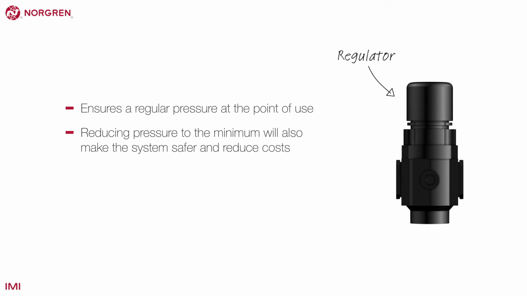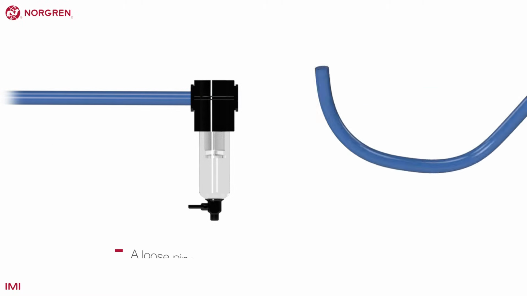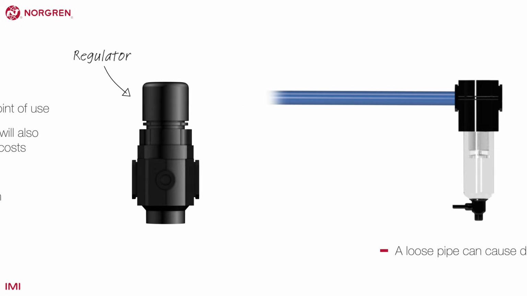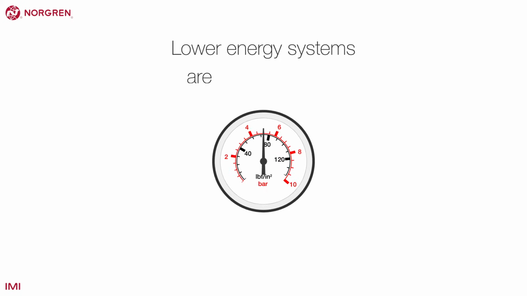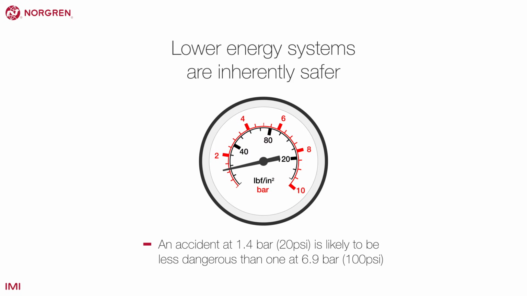A regulator also adds additional safety to a system. When using flexible piping, a loose pipe can cause damage and serious injury. A regulator reduces the pressure in the system to the operating minimum, mitigating the risks of loose pipes. Too much pressure in a system is wasted energy. Lower energy systems are inherently safer. An accident at 20 psi is likely to be less dangerous than one at 100 psi.